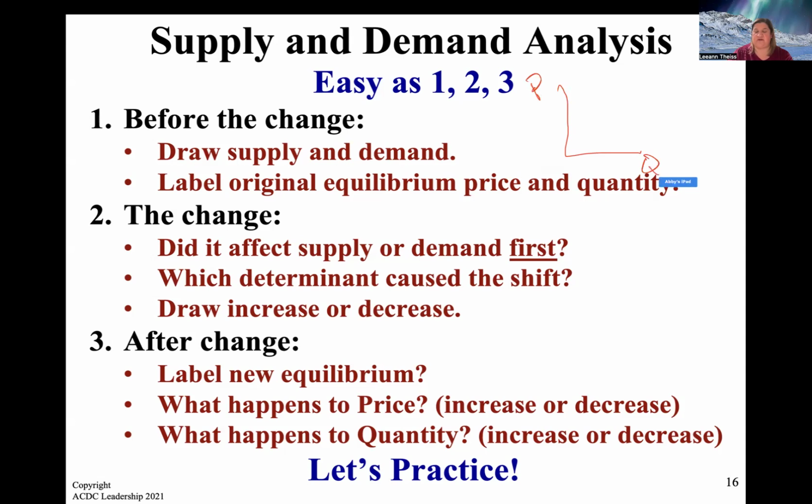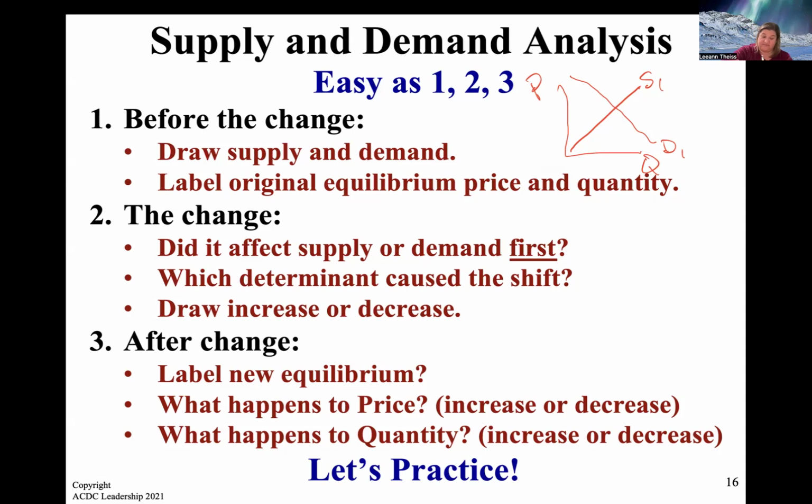You're going to label it, I'm sorry, not your equilibrium, your axes, and label it price and quantity, and then put a generic supply to the sky and call it S1, and then make a generic demand to the dirt and call it demand 1. Before we do anything, we're going to put our original supply and demand curves with all the parts labeled. And we need to label our original equilibrium price and quantity.